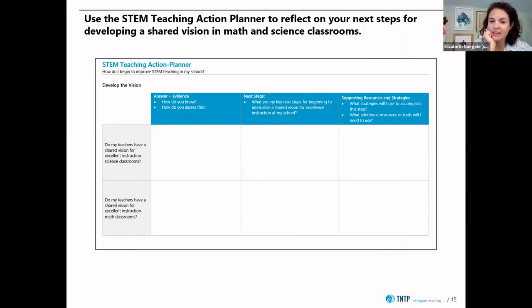Okay, and if you jot down a few next steps, I think it would be helpful for us, as a group, to see what other folks are thinking about. So if you could, please type one of your next steps in the chat and share that with everyone so we can scroll through and see what folks are thinking about right now as it relates to vision.